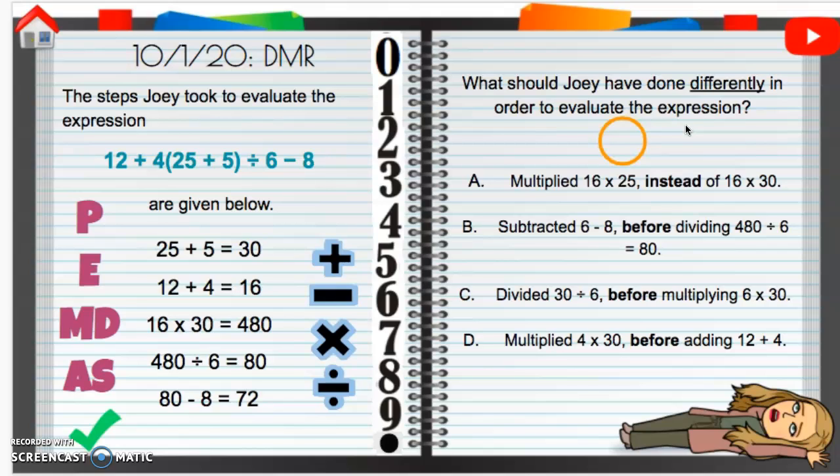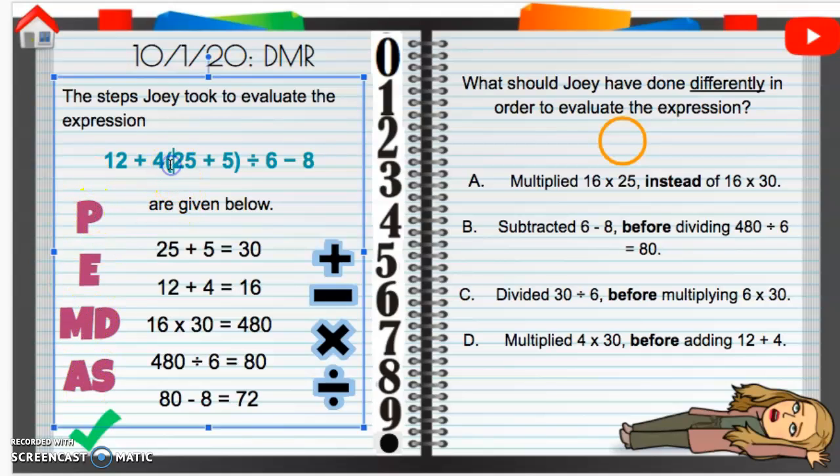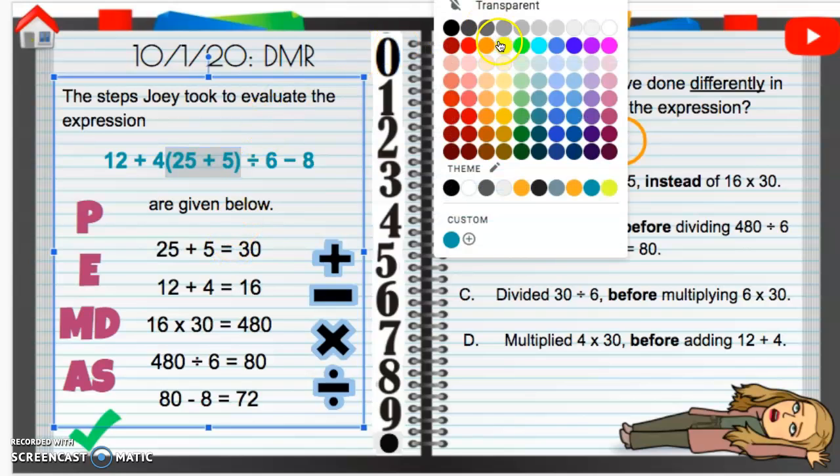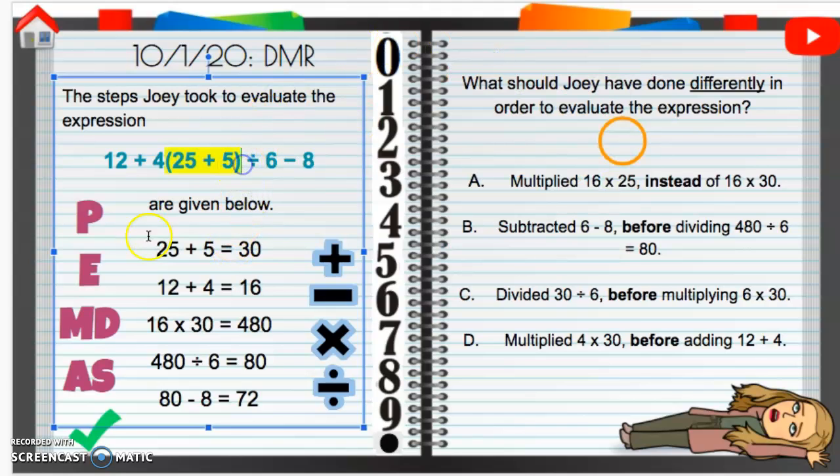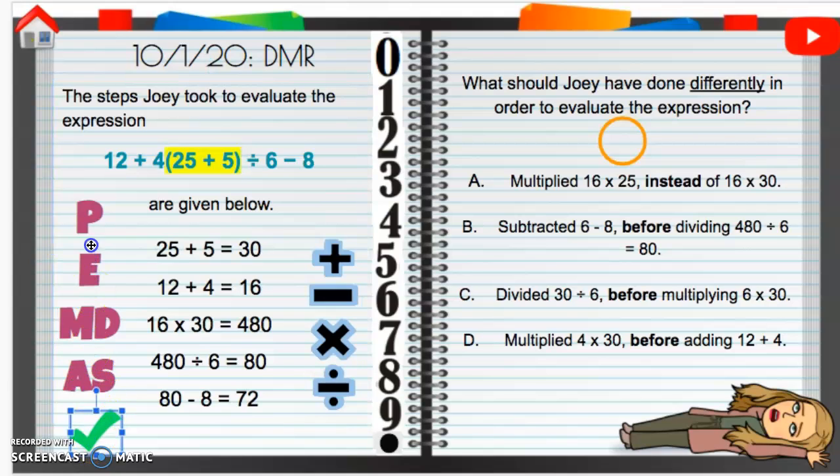So first, before we even look at the steps, let's see what he did. So first, we have our order of operations. Let's see how we actually do solve this. So our order of operations, do we have parentheses? Yes, we do. So the first step he would do is solve those parentheses, which is 25 plus 5. Did he do that? Yes, he did. So I'm going to actually highlight that. So he did that. Great.